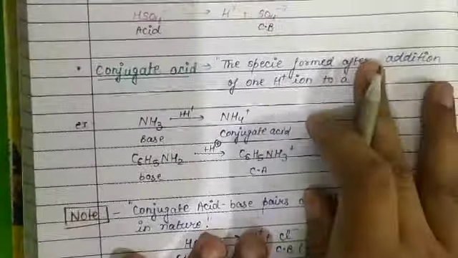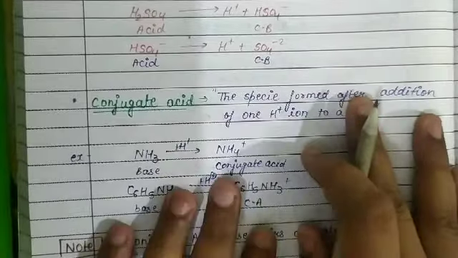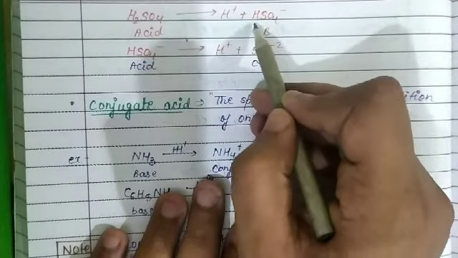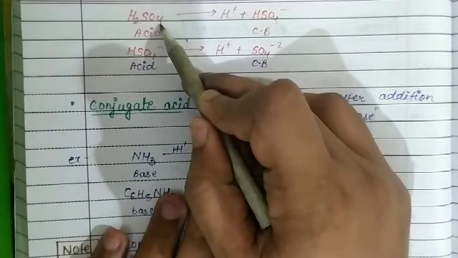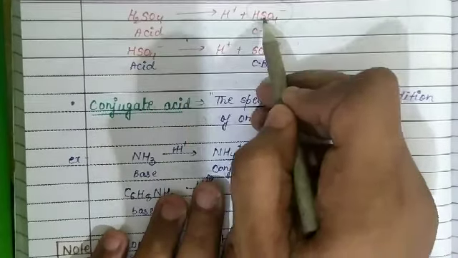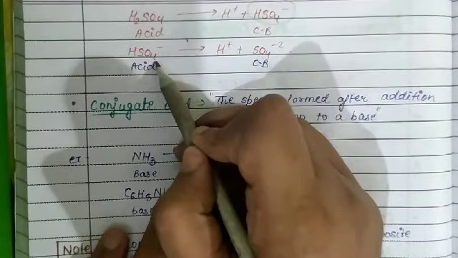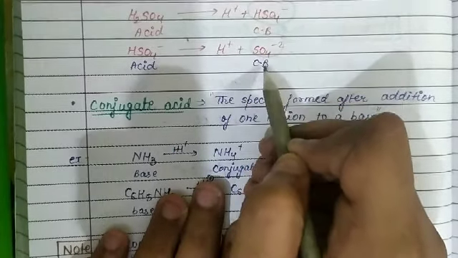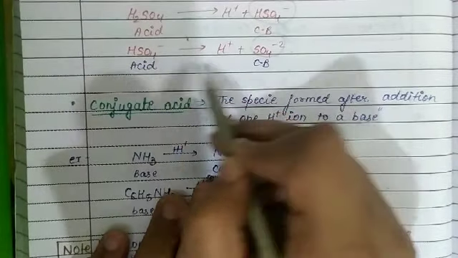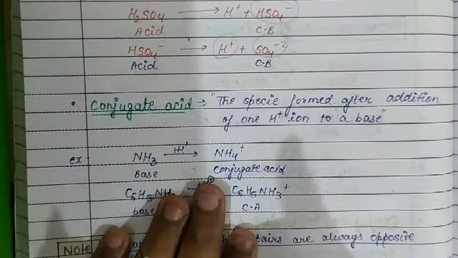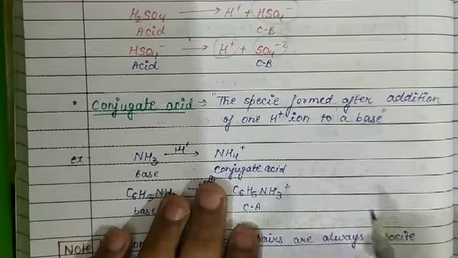So when H2SO4 loses 1H+ ion, it forms HSO4-. So basically 1H+ is lost by H2SO4. Hence, HSO4- is the conjugate base of this acid. Now, in the next step, when HSO4- loses H+, it forms SO4 2-. Now, SO4 2- will be the conjugate base of this, because this acid-base pair differs by only one H+ ion. So, a conjugate acid-base pair must differ by only one H+ ion.